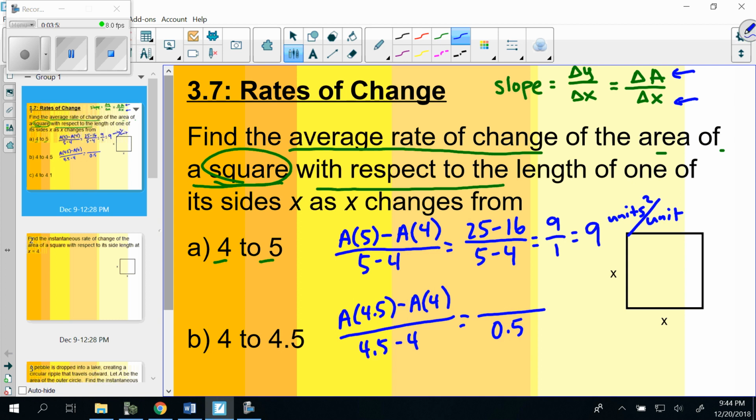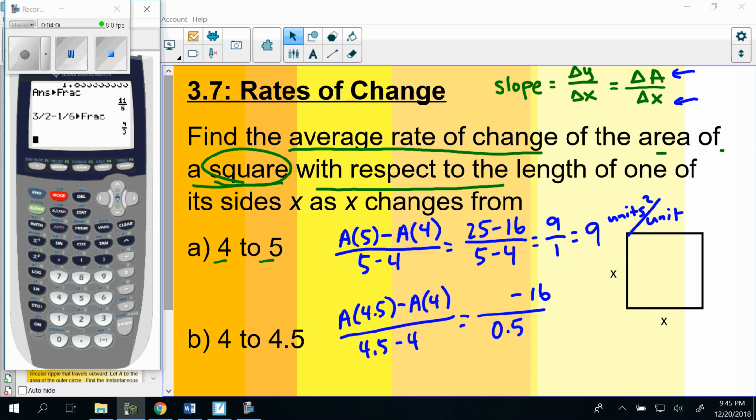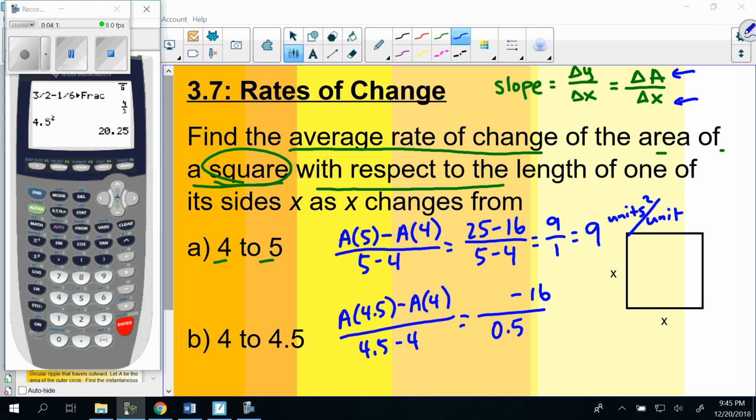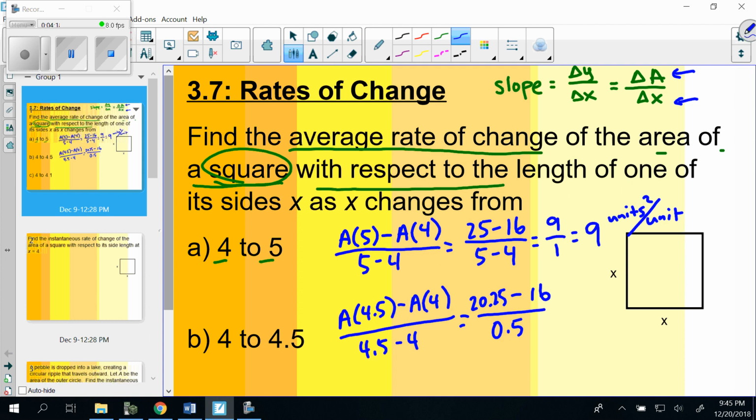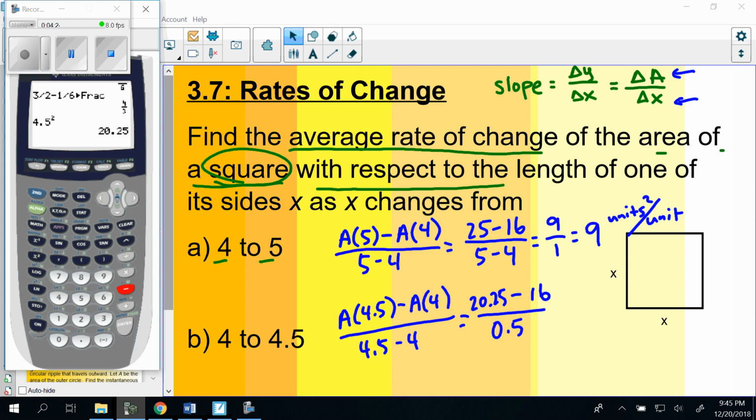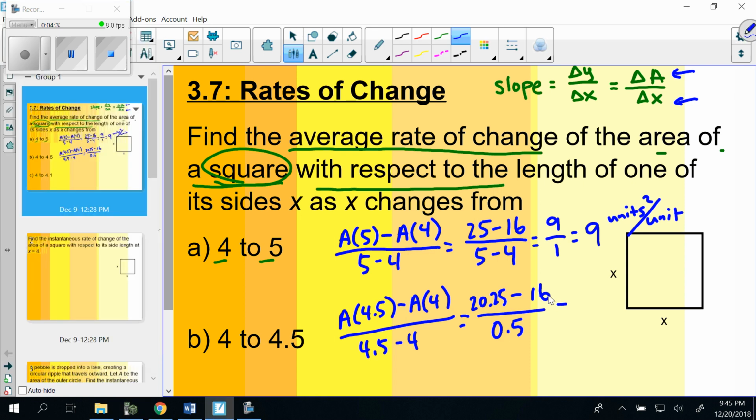On the top, we want to find those areas. We already know area at 4 is 16. What would our area be at 4.5? So what we'd want to do is figure out what is 4.5 squared to get that area. And that would be 20.25. So now if we subtract that and divide by 0.5, what do we get? Here we get 20.25 minus 16 divided by 1/2, or 0.5. And the rate of change here now is 8.5 units squared per unit.